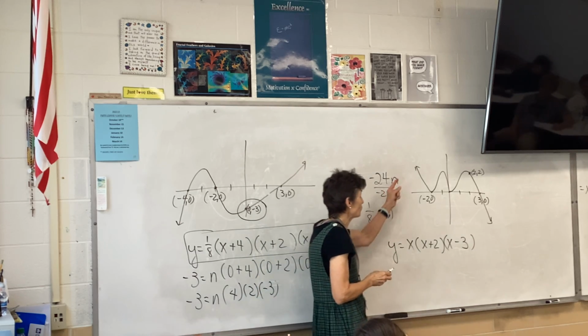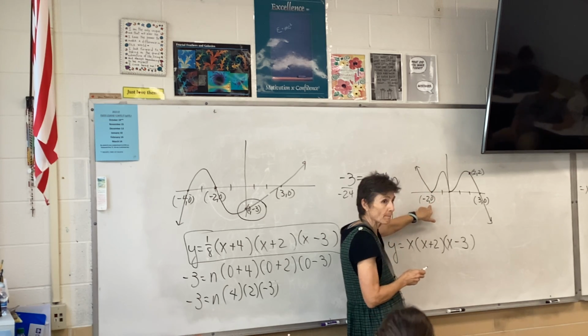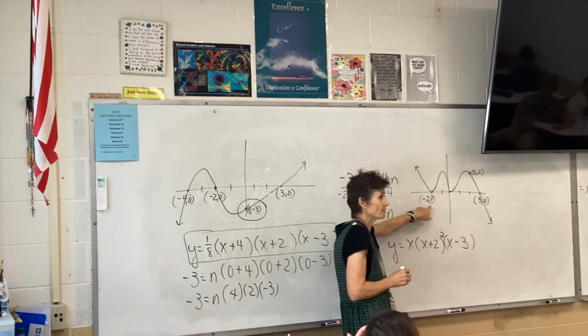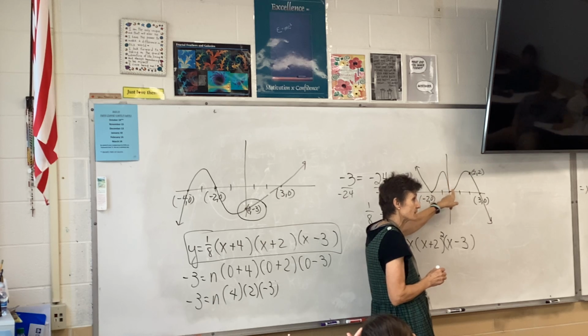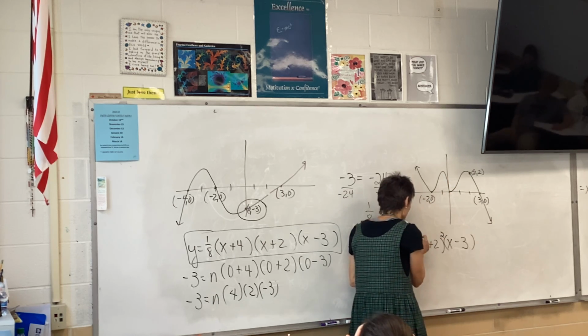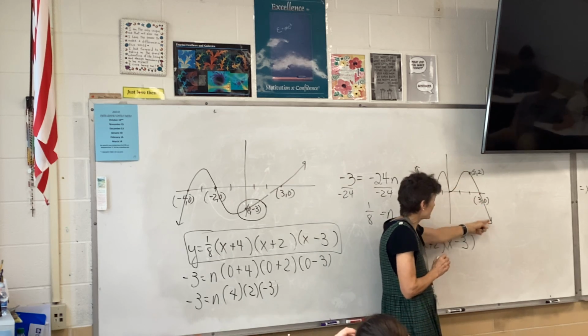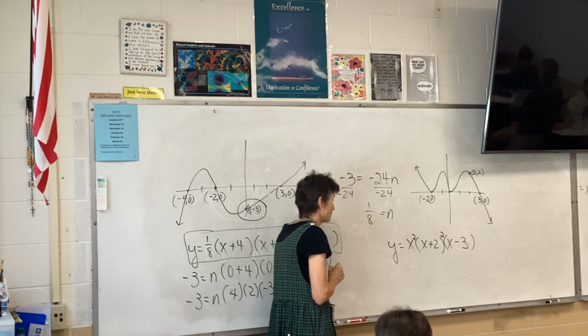Now, let's trace over our curve. What happens right here? So that factor, that parentheses, is going to have to be squared. Would you agree with that? What happens here at the x? It bounces, so it's going to have a squared. And what about at the 3? Nothing. No squared, no bouncing.